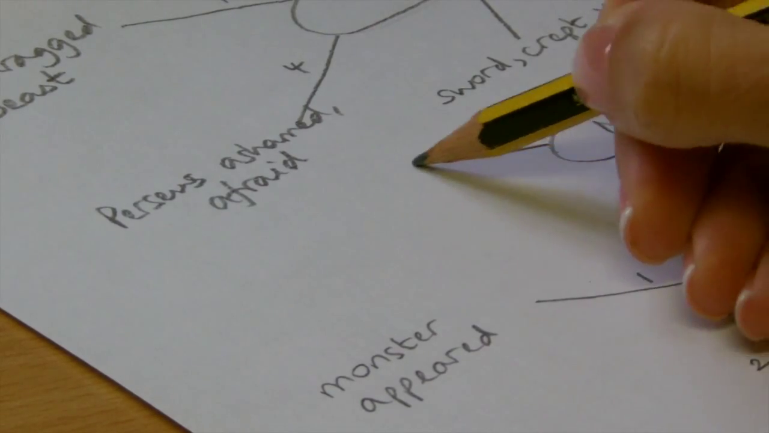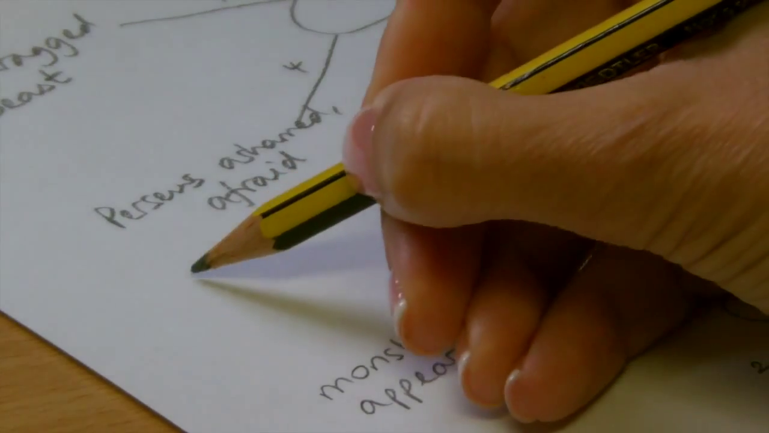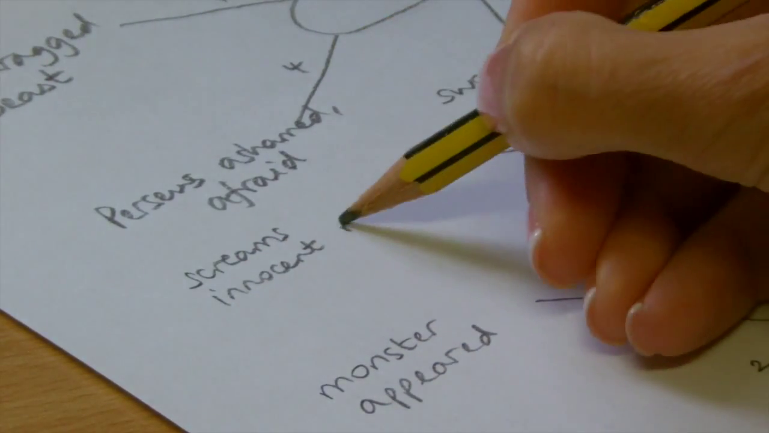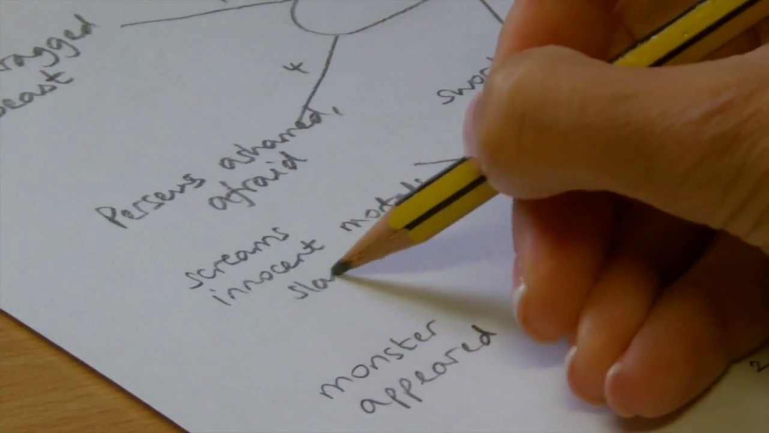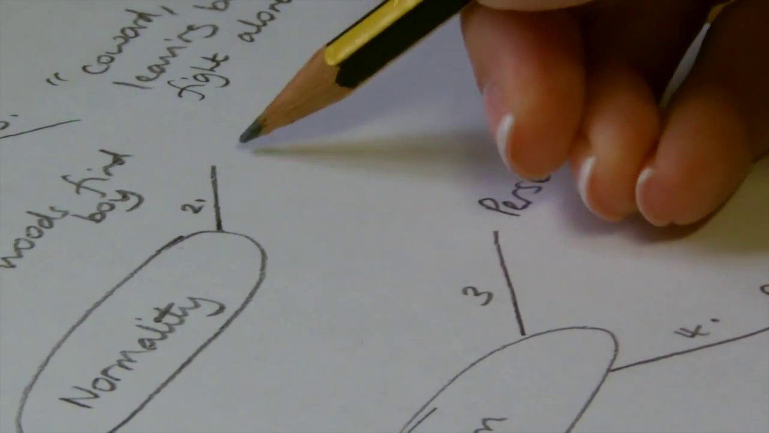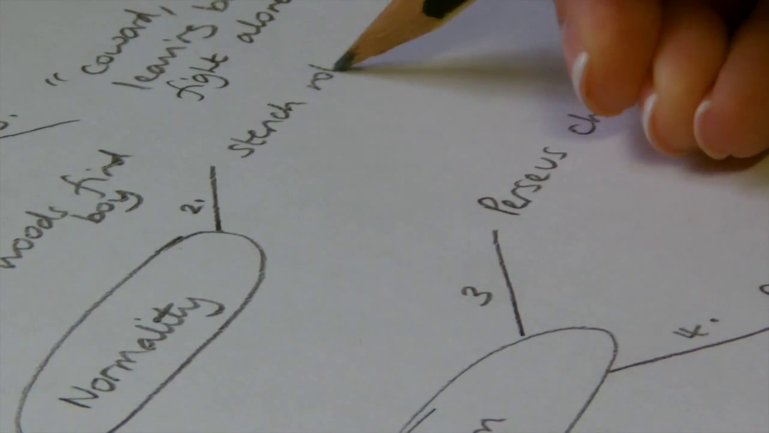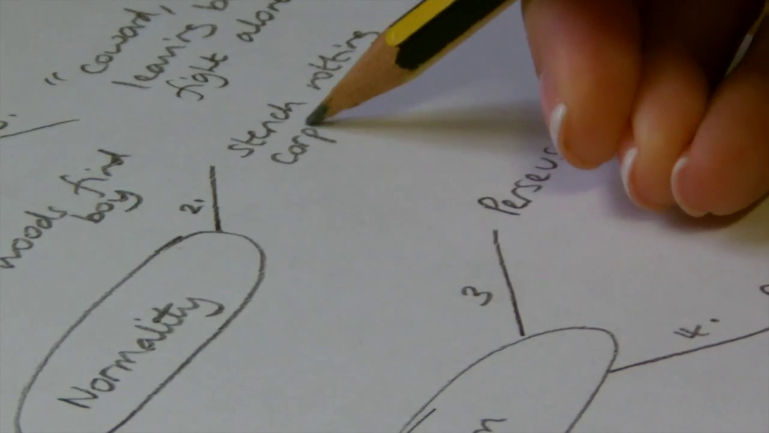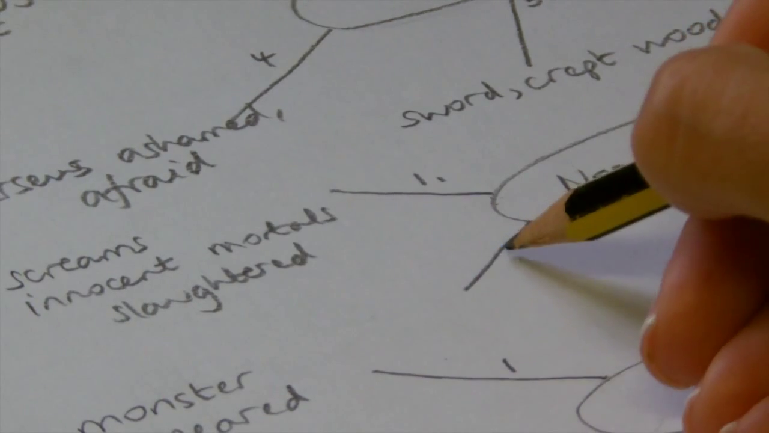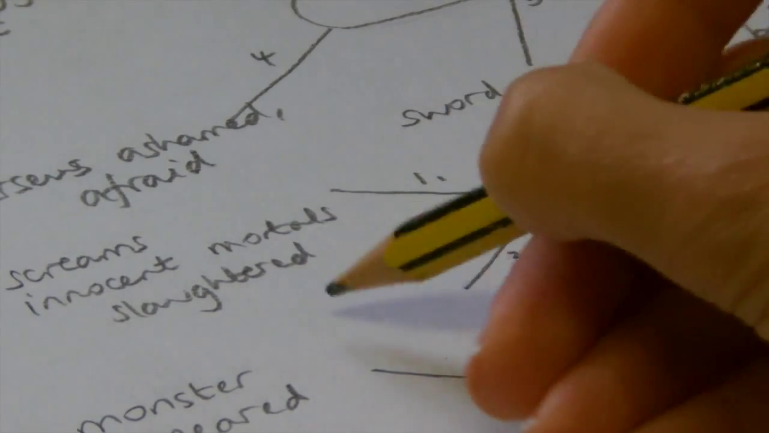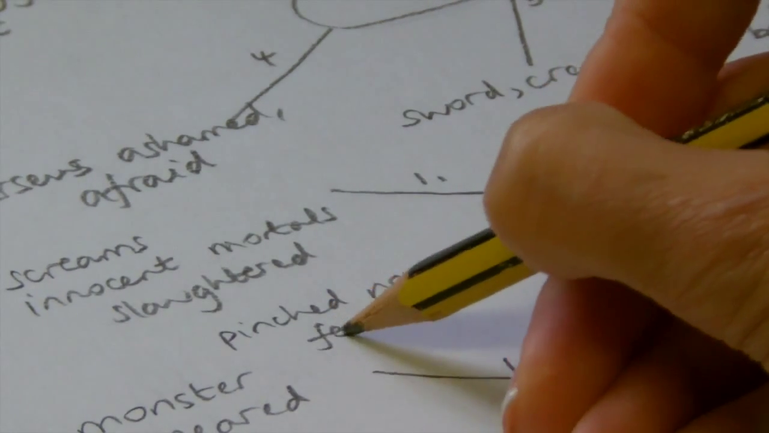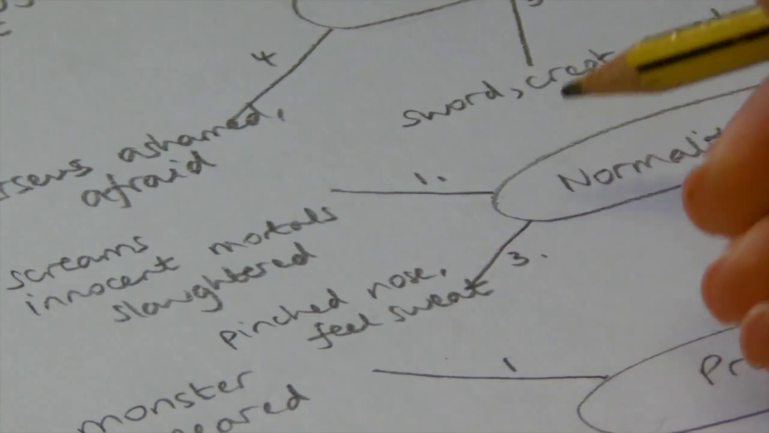For sentence 1, I'll describe what can be heard in the woods, which is the screams of innocent mortals being slaughtered. In sentence 2, I will describe the smell, the stench of those rotting corpses pervaded the air. For sentence 3, I'll do touch. As a result of the smell, Perseus pinched his nose and could feel the sweat running down his face.